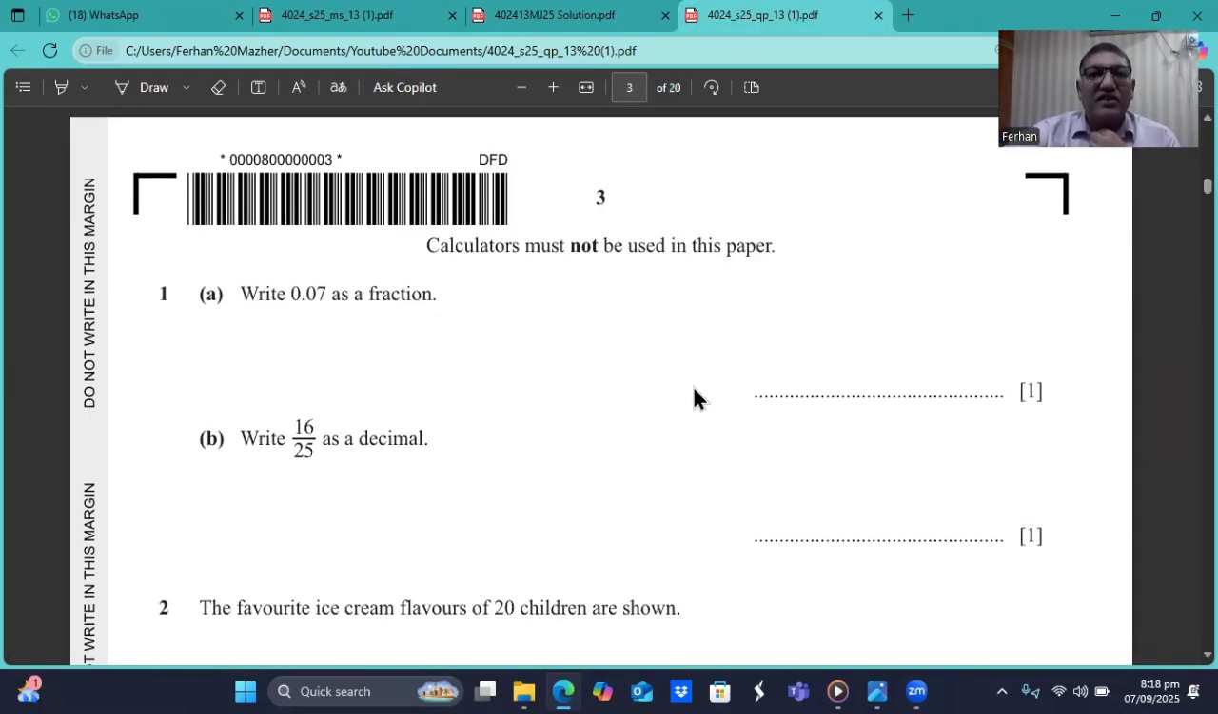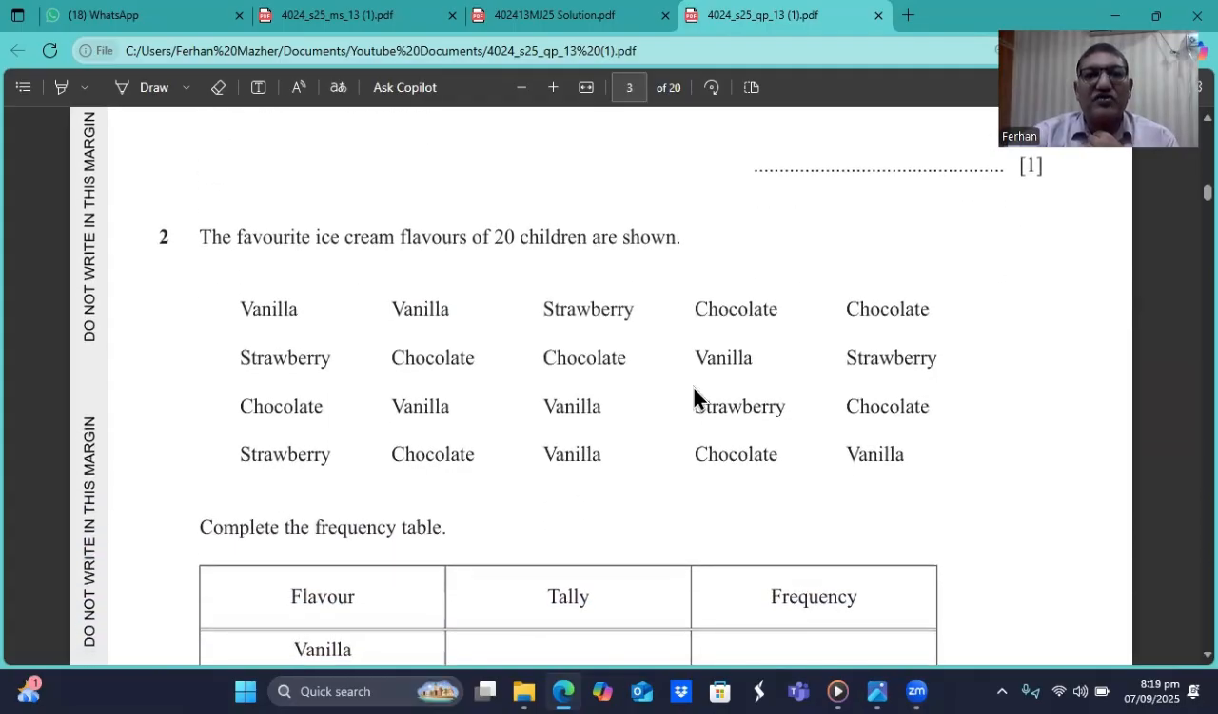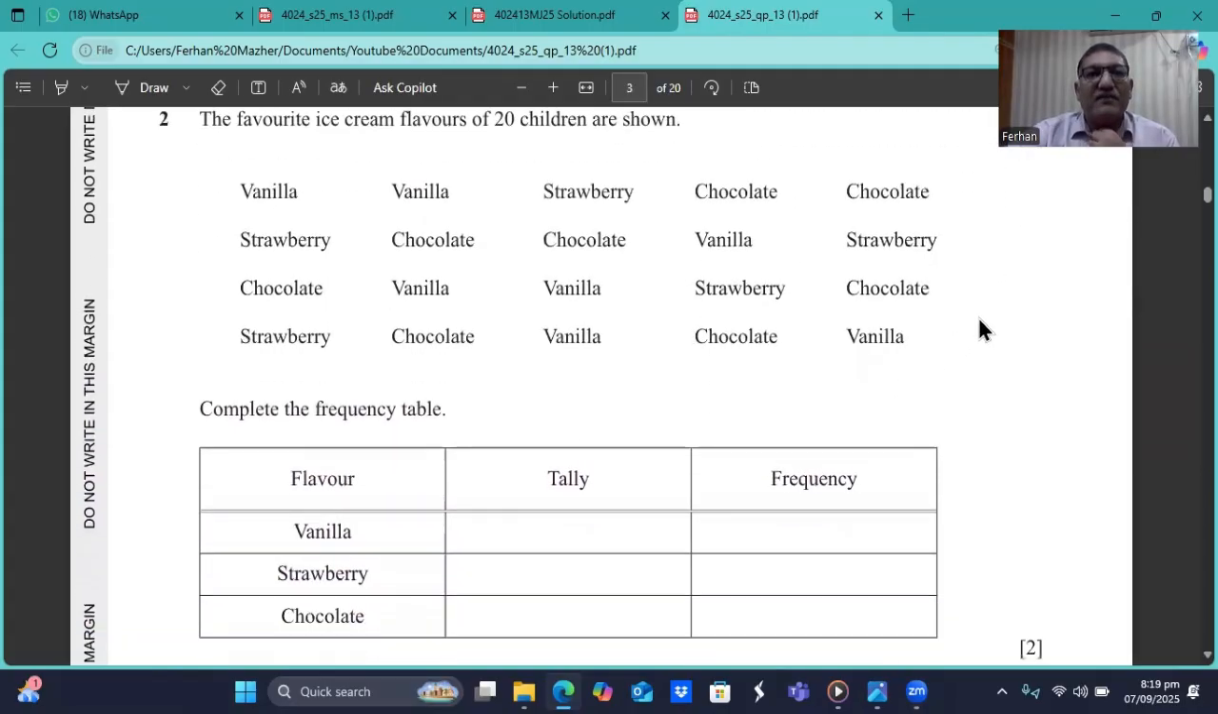Then we have question number 2 coming up on your screen. The favorite ice cream flavors of 20 children are shown. They did a survey and asked the students which flavor they like. So 20 students is their sample, and they gave their answers. Now we have to complete the frequency table, a 2 marks question. The flavors are given, and you have to put the tallies there. The method is very simple. For example, you have vanilla here, you cut it here, and here you put a 1.